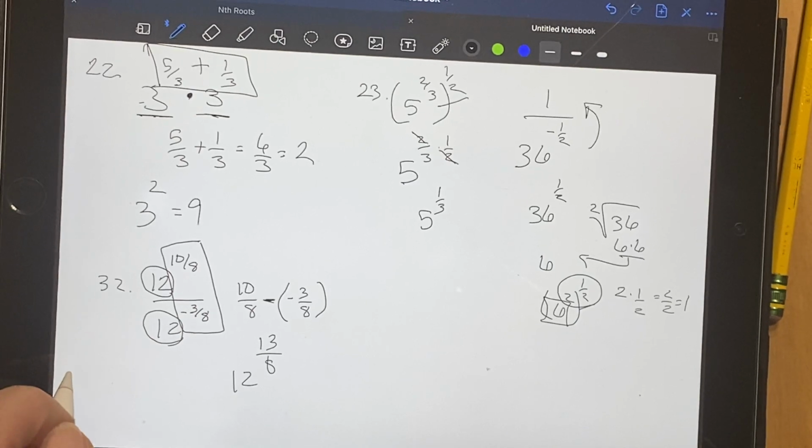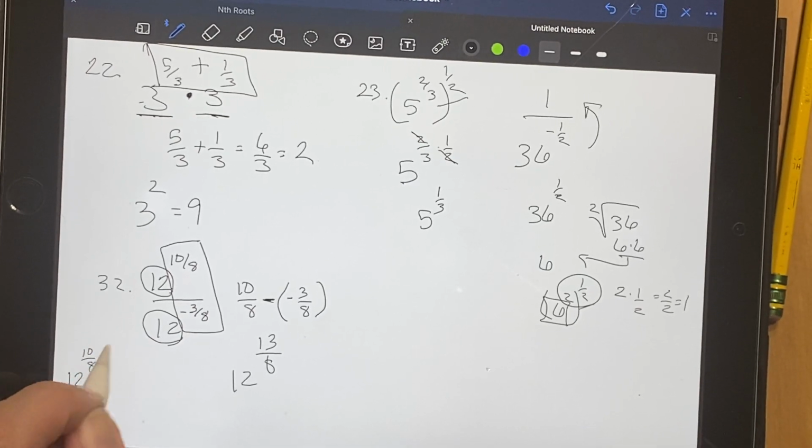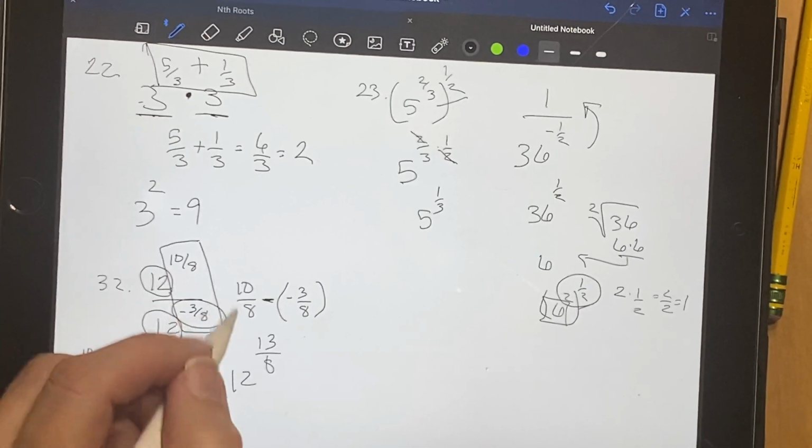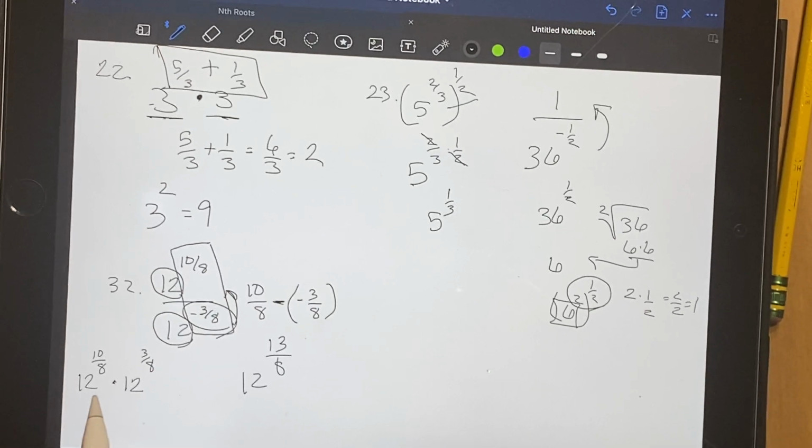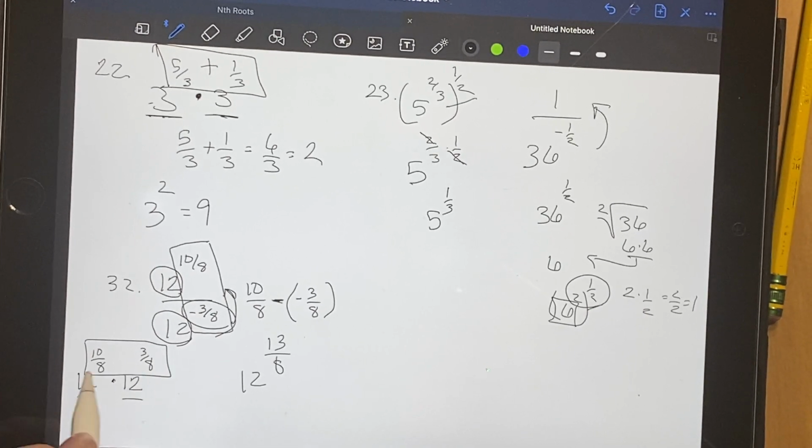Another way to do that is we could have had 12 to the 10/8 and said, I don't like that fraction on the bottom. I'm going to move it to the top. So times 12 to the 3/8. When our bases are the same, we are adding our exponents together. And you would have also gotten 13/8 on that one as well.